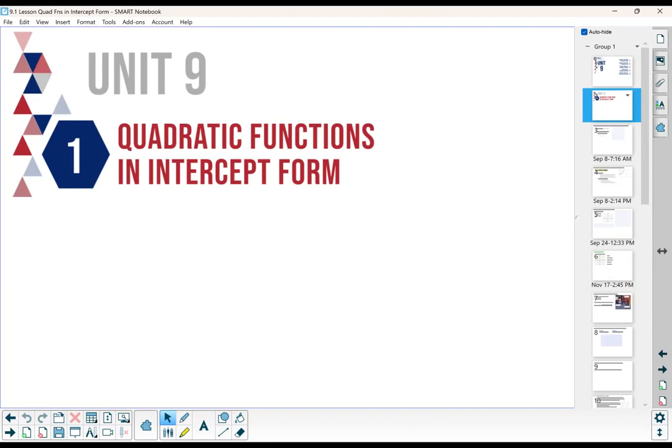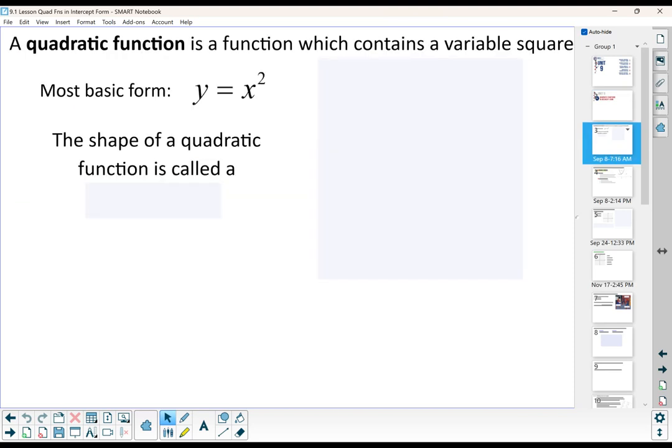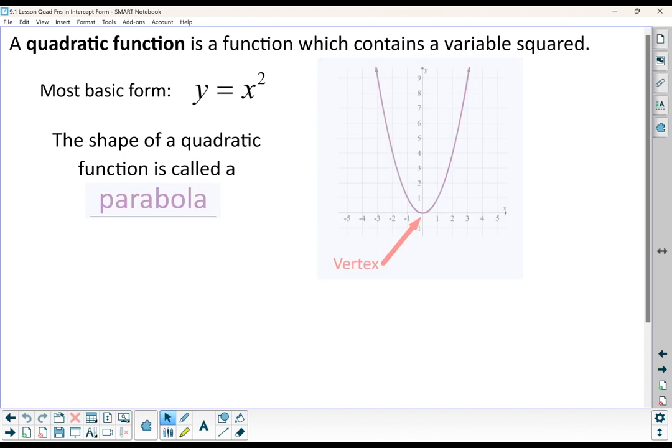We're going to be talking about quadratic functions in intercept form. A quadratic function is just a function that contains a variable squared. The most basic form of a quadratic function would be y equals x squared. We have graphed and talked about these types of functions before. The shape of a quadratic function is called a parabola.